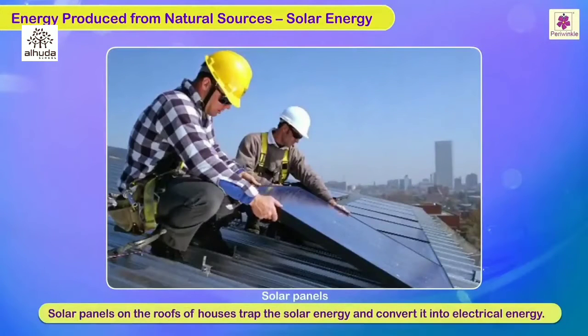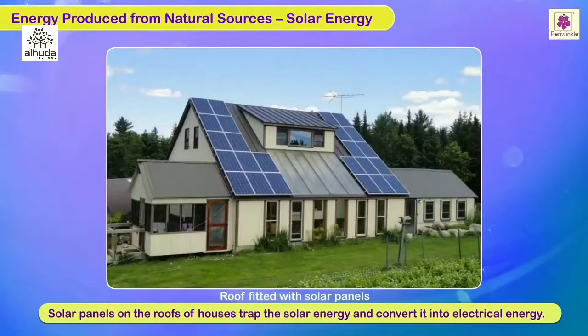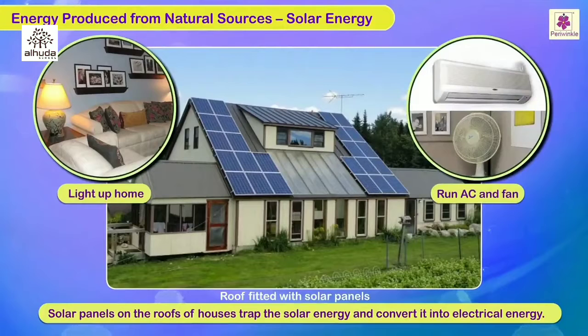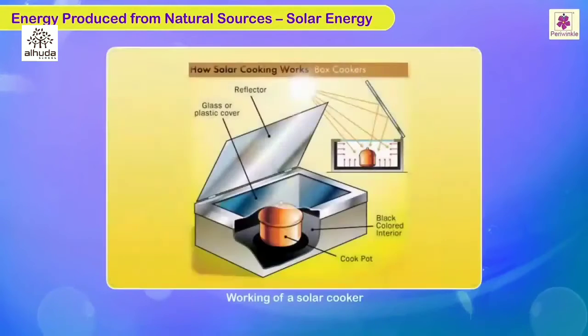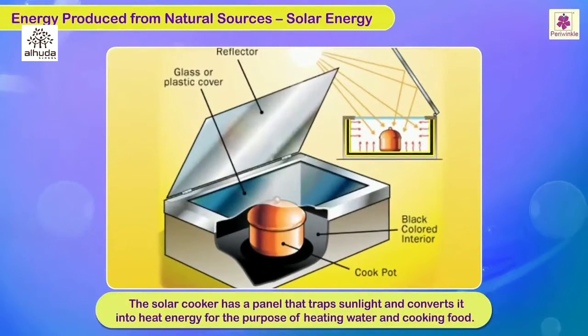Many people get solar panels fitted onto the roofs of their houses that trap the solar energy and convert it into electrical energy to light up their homes as well as run ACs and fans. Working of a solar cooker. The solar cooker has a panel that traps sunlight and converts it into heat energy for the purpose of heating water and cooking food.